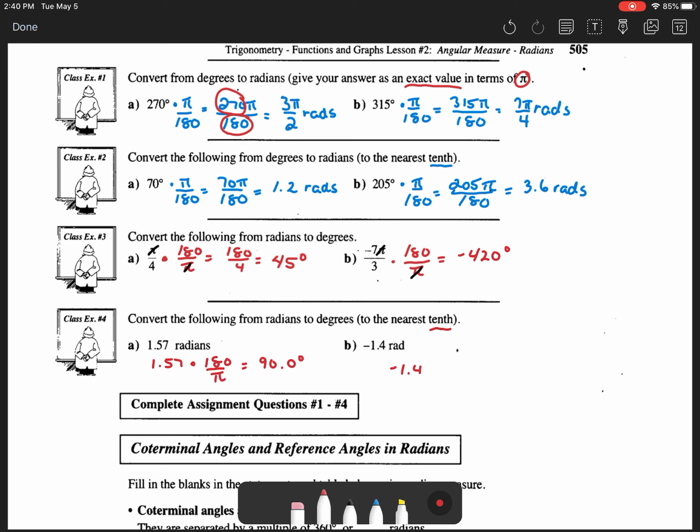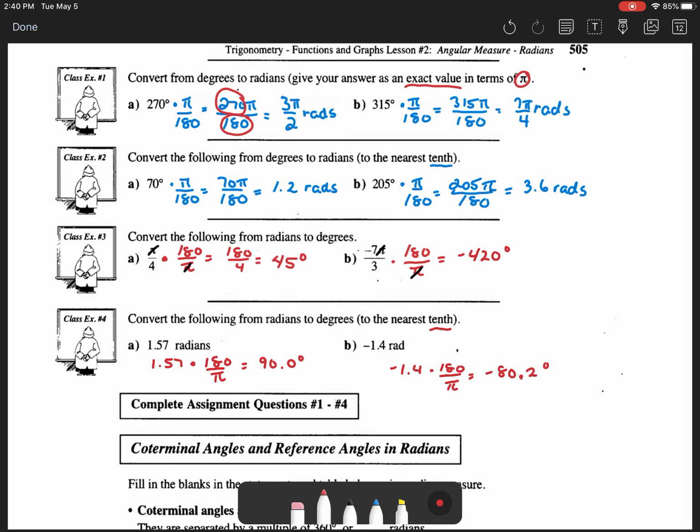Okay, last one here in this section, -1.4. Again, I multiply by my conversion factor of 180 over pi. So I'm going to go -1.4 times 180, then divide by pi. So this will be -80.2, and again, those are degrees.